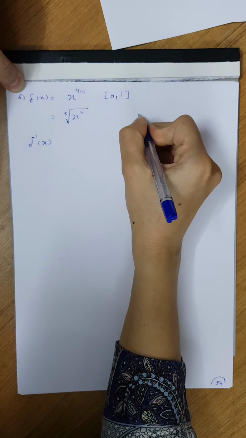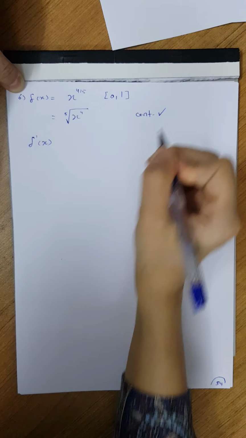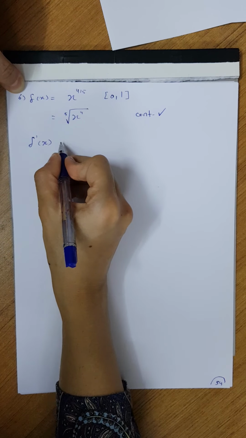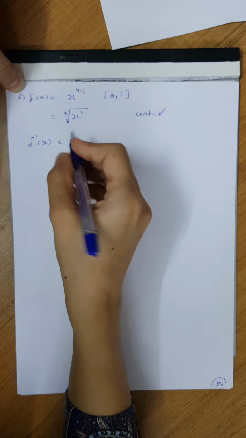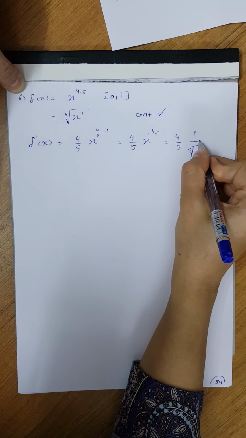So what do I have? Continuity is checked, the first hypothesis of mean value theorem. Let me find the derivative of this one and see if everything holds or not. So that one will be 4 over 5 x to the power of 4 over 5 minus 1. The power is decreased by 1 in derivatives. So that will be x to the power of, equalizing the denominators, minus 1 over 5. The negative brings it down to the denominator, so x to the power of 1 over 5 in the denominator.